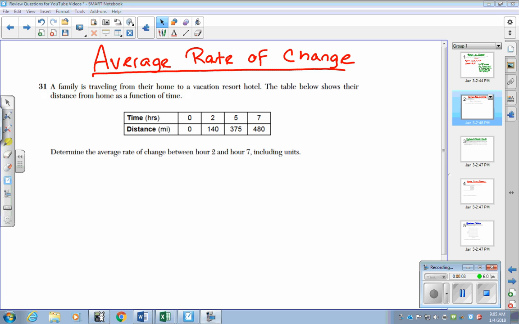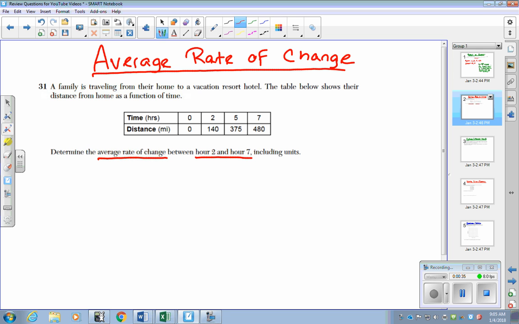Hey guys, today we're going to look at a question that was on one of the prior Algebra Common Core Regents. It talks about average rate of change. Usually you get about 1 to 2 questions of this on the Regents each time it's given. So it talks about a family traveling from home. They give you a table and they give you distance and time as the variables, and it asks for the average rate of change between hours 2 and 7.